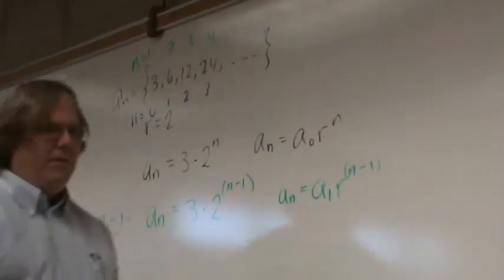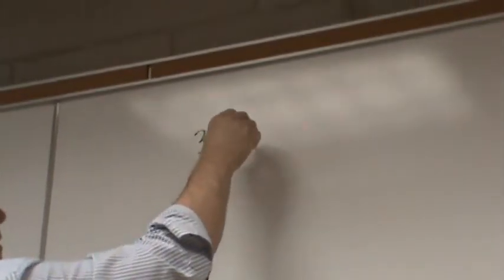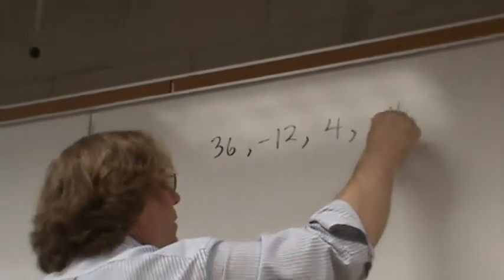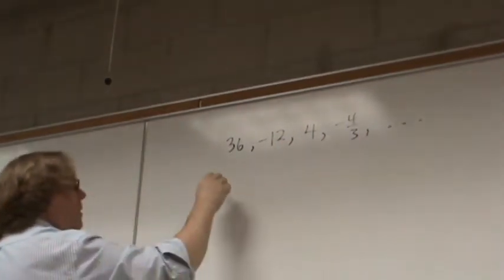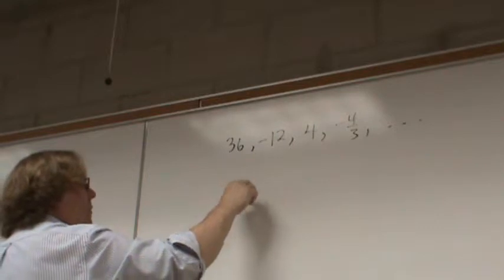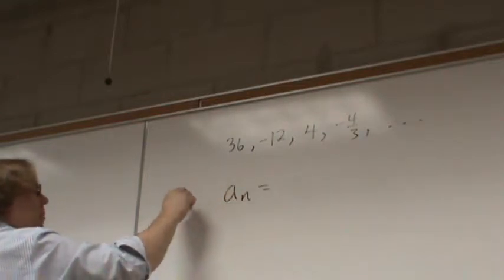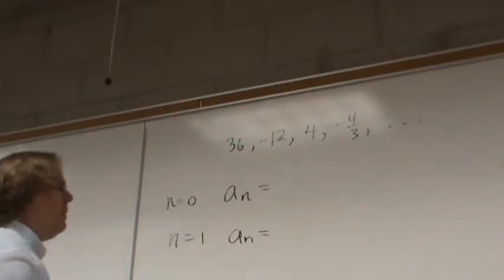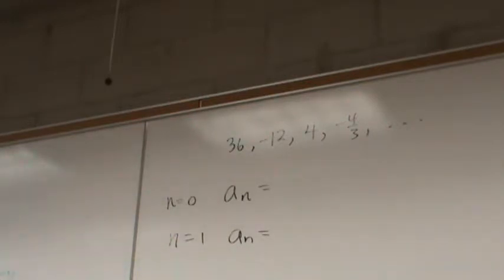So here, let me give you guys one. Here we go. 36, comma, negative 12, comma, 4, comma, negative 4/3, comma, dot, dot, dot. Go ahead and give me a sub n when I'm starting with n equals 0, and a sub n when I'm starting with n equals 1. Good luck, you guys. I'll give you a hint. For the n equals 0, use that for the n equals 1.